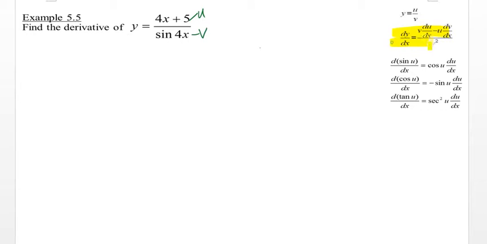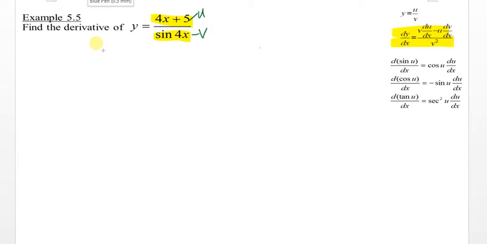So dy over dx is equal to v times du over dx minus u times dv over dx, over v squared. v is your denominator and u is your numerator. This is how you apply the quotient rule. First we break them into two different parts, then we can apply the quotient rule.